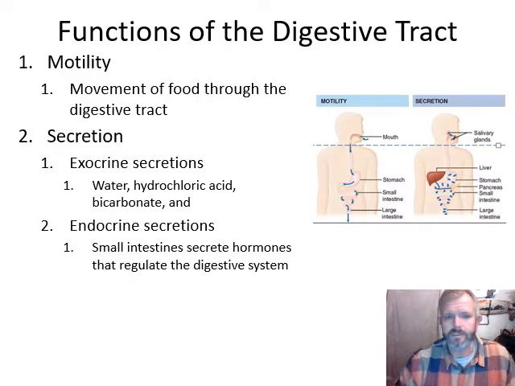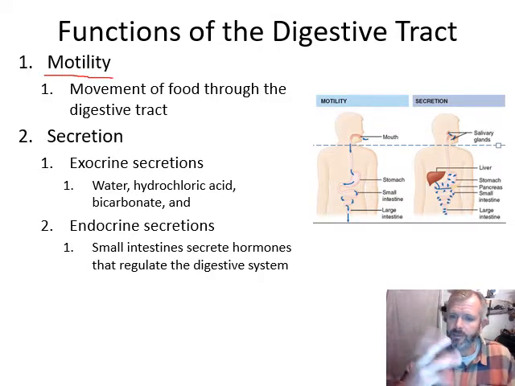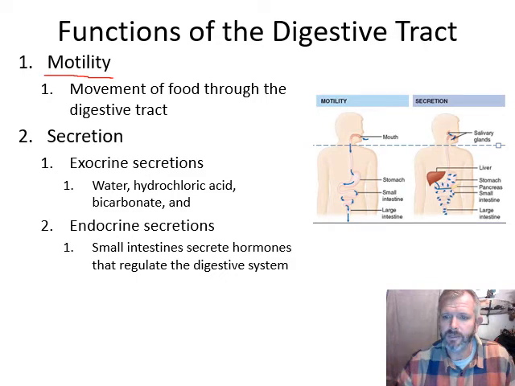So some of the functions of the digestive tract we're going to look at. We already discussed that we have to move the food through, so motility. All right, to be able to get to these different regions, we have to be able to move the food through. Okay, as we move the food along the way, we'll see there are some secretions.